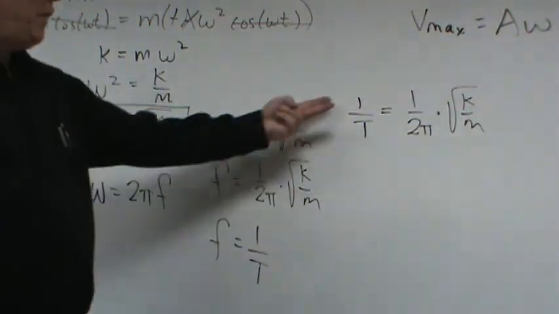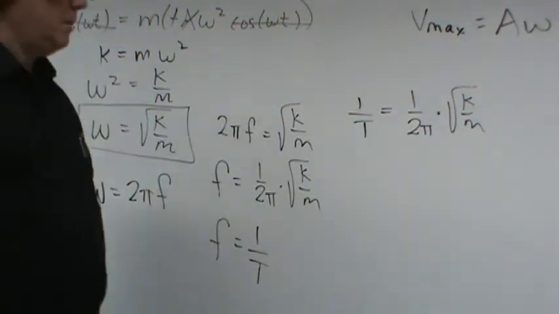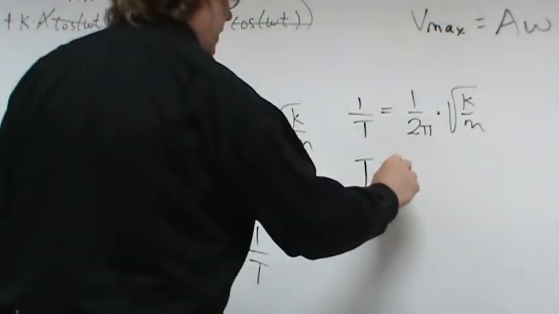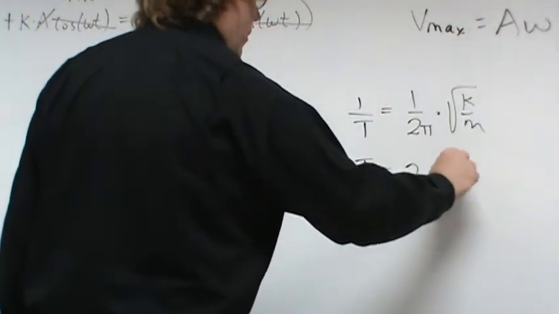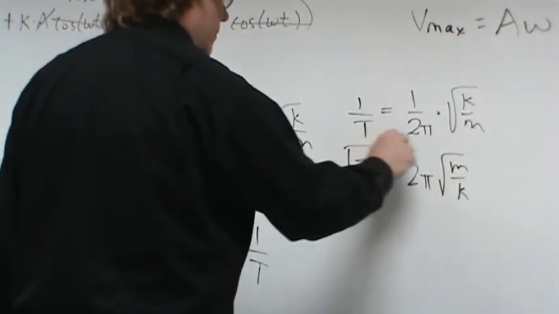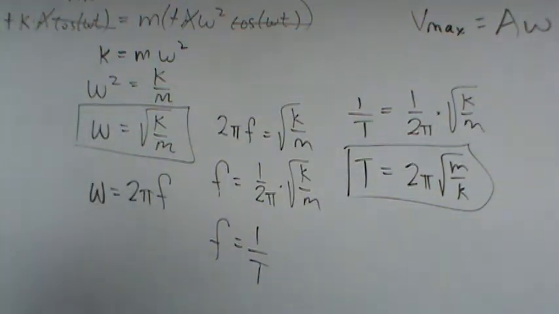And now I'm just going to flip every fraction. And I get period equals 2 pi times the square root of m over k. You guys okay with that? That's where it comes from. That's the formula. Learn it, live it, love it.